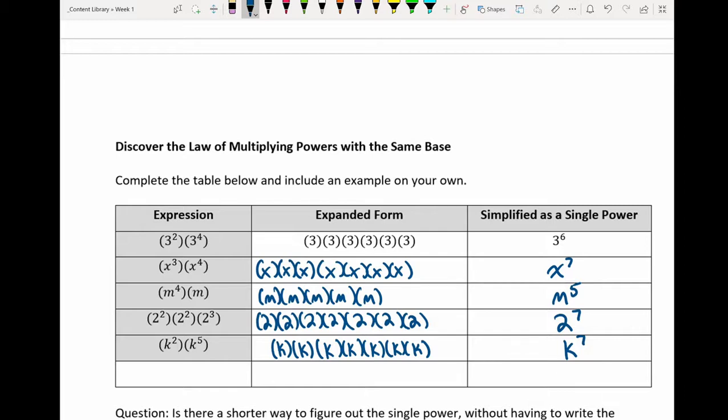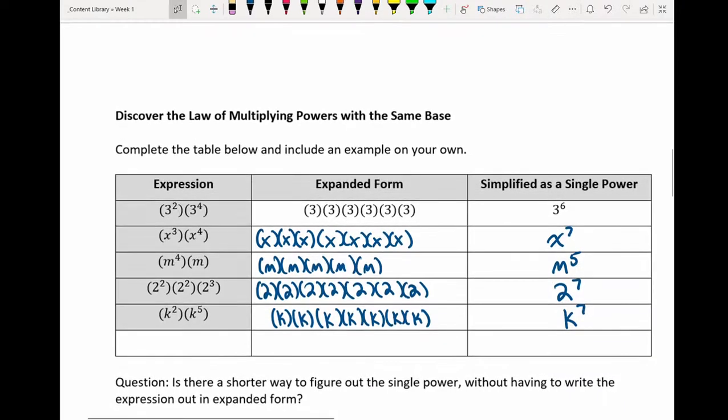Now, if we want to do this over and over again, we can write out the expanded form when we're multiplying them, and then simplify it. But the question is, is there a shorter way to write the expression out without having to go to expanded form? Is there a way I can go from this expression right to a single power? So if you're not sure, take a look at the final result, the single power, take a look at the expressions, and see what we can do to jump from the expression to the single power.